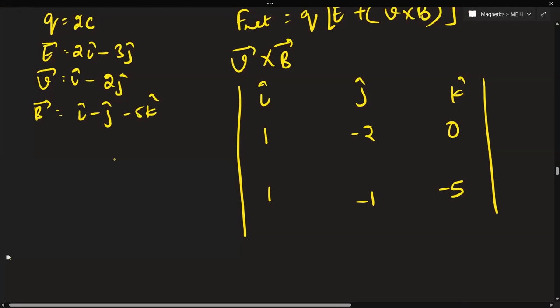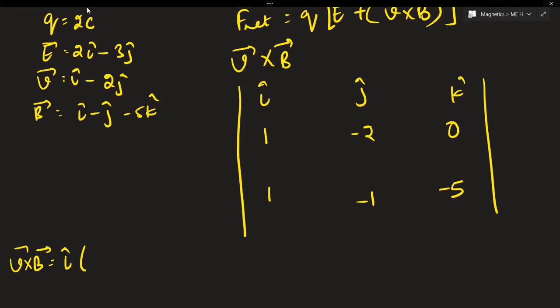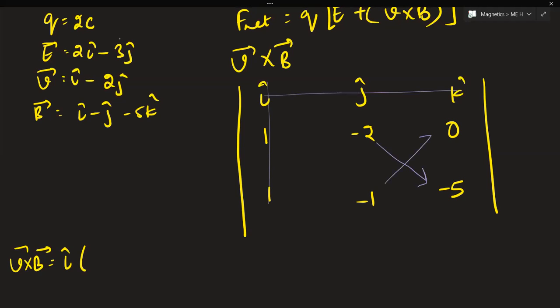So V cross B will be equal to, first we'll write I cap. Now when you write I cap, you ignore this row and this column. First cross multiply these, minus the cross multiplication of these. So -2 into -5 will give 10, minus -1 into 0 will give 0. This has been solved.